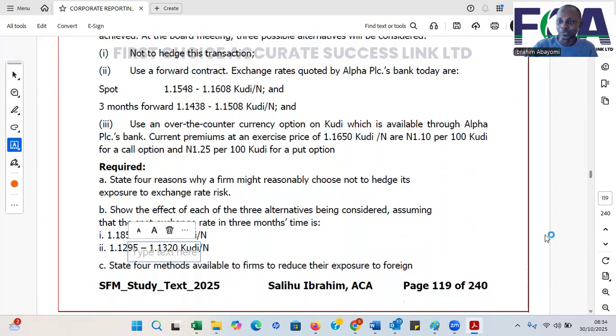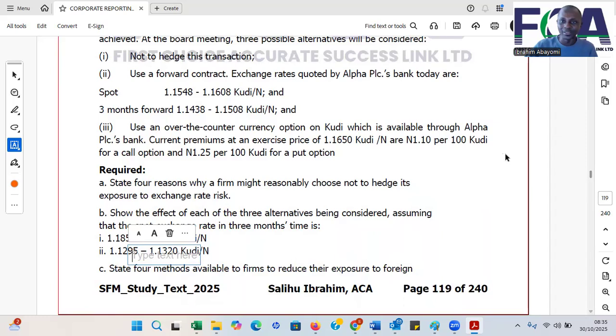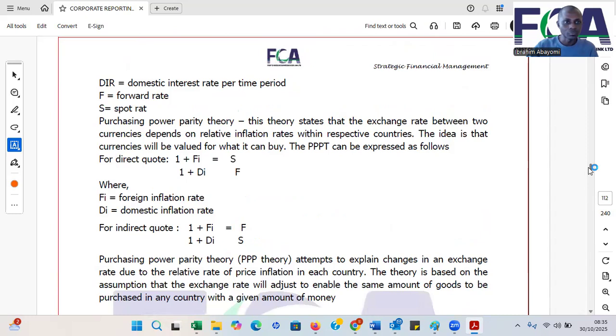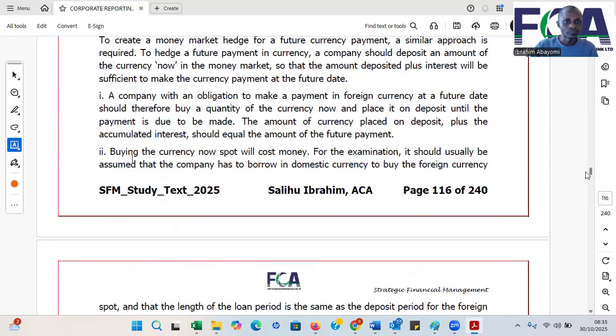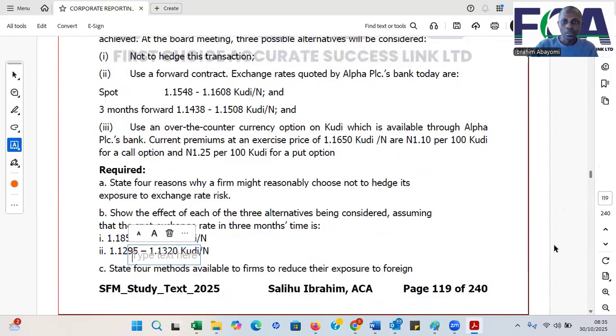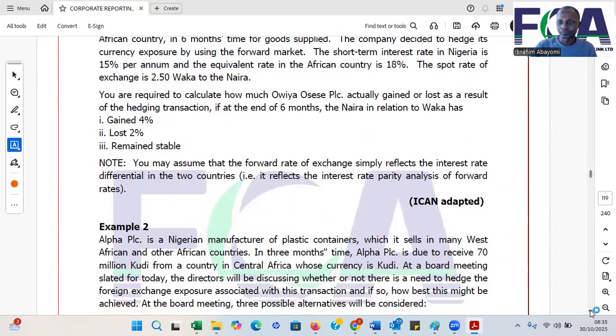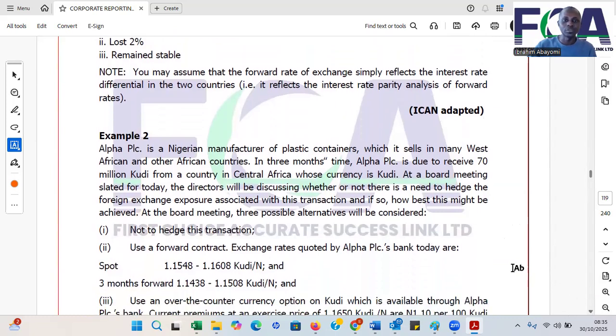Now, we have to go back to the question and see what we are actually doing. Do we have a receipt of payment? We have a receipt of 70 million kudi. So when we receive this 70 million kudi, where's our company? Our company is in Nigeria. When we receive kudi, we need to sell it in order to get naira, because we spend naira in Nigeria.